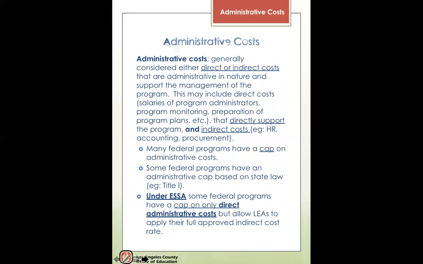Right. Administrative costs are generally considered either direct or indirect costs. So they're all administrative in nature, but under ESSA, most federal programs have a cap on administrative costs, but how they define it is different. So some federal programs have a cap on direct administrative costs only, and you can charge your full indirect. You saw that with Title III. But other programs have a cap on administrative costs overall, and that would include direct and indirect costs. So adding the word direct administration made a big difference, and that was in the change in ESSA. So keep in mind, it's direct administration.